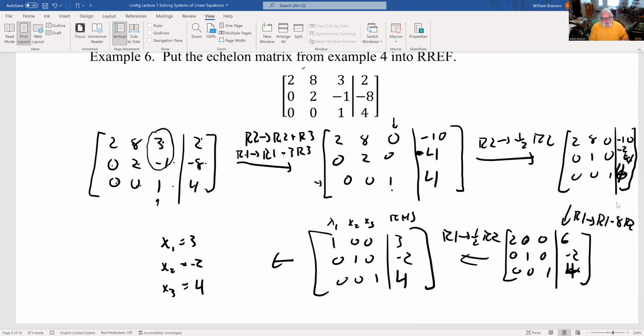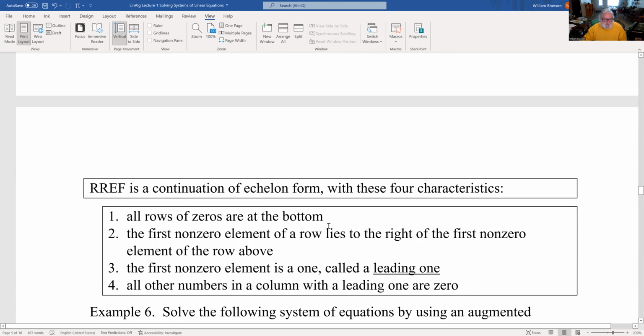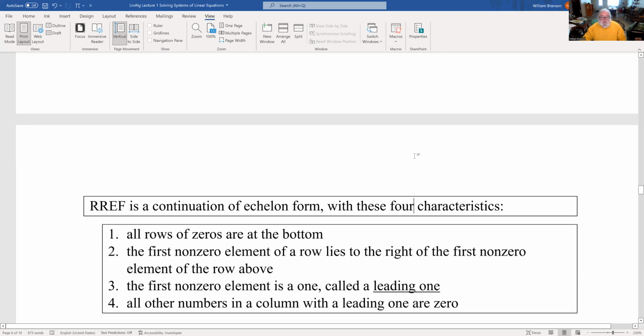And so we've actually reduced the equation all the way down to just x1 equals something, x2 equals something, x3 equals something. So this is called reduced row echelon form, right? And it has these 4 characteristics. So the echelon form, which means all rows of zeros are at the bottom, and the first non-zero element of a row lies to the right of the first non-zero element of the row above. But we're also going to ask that the first non-zero element of a row is a 1, and that's going to be called a leading 1.